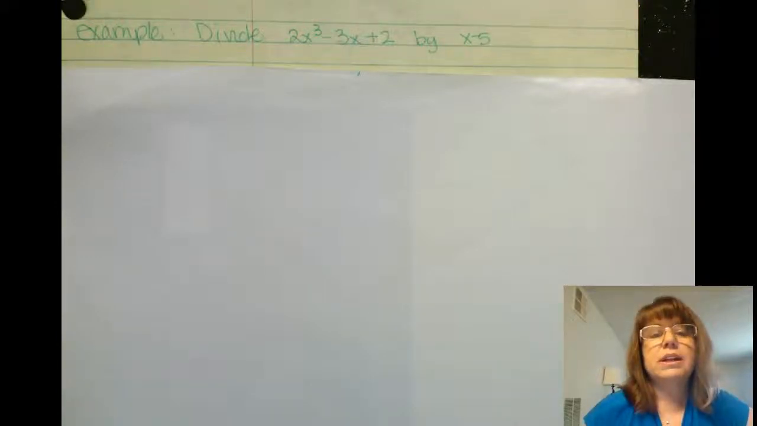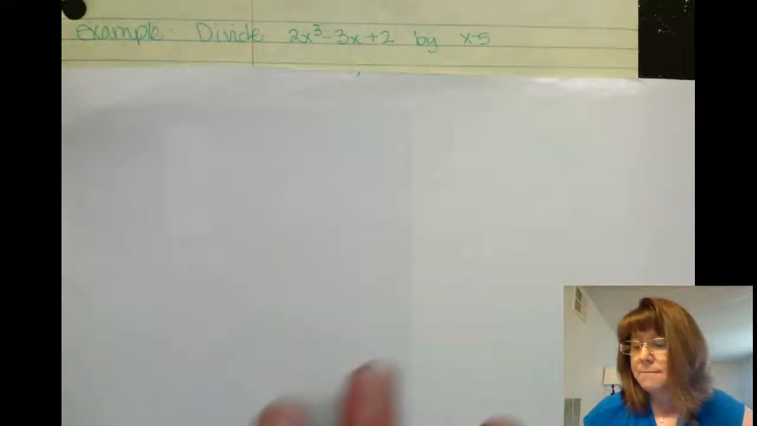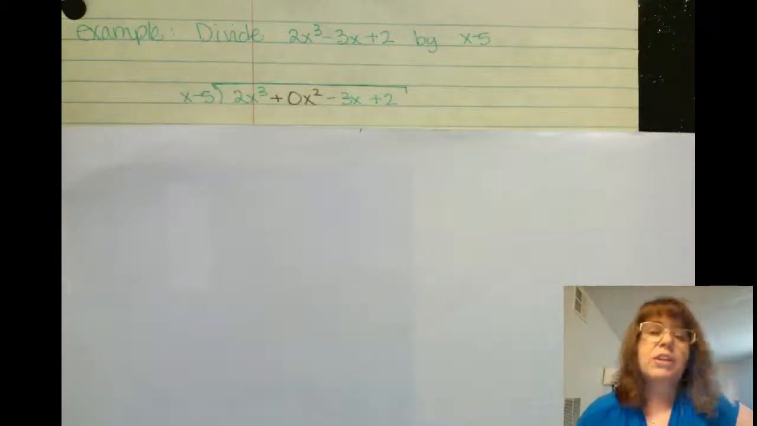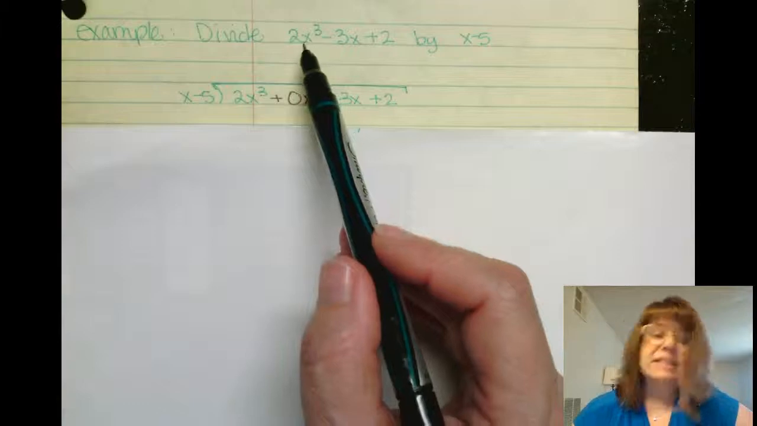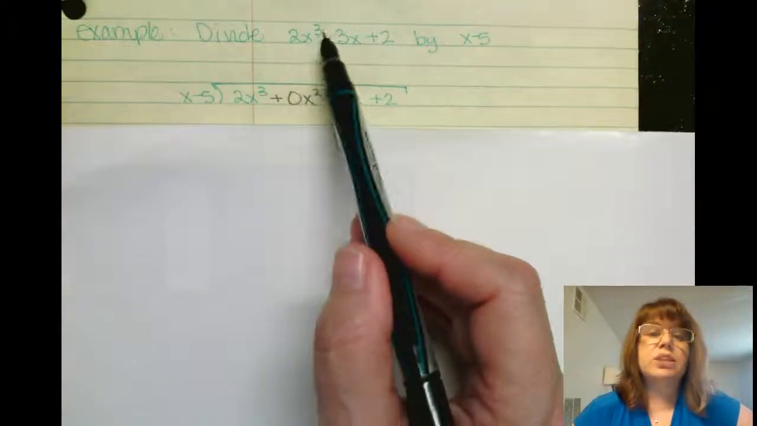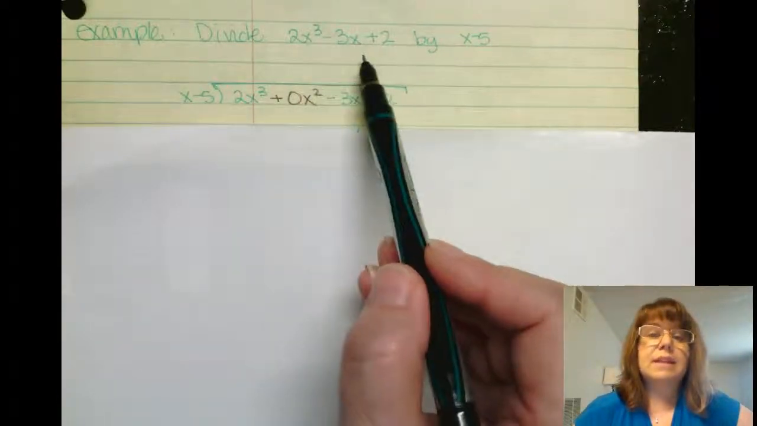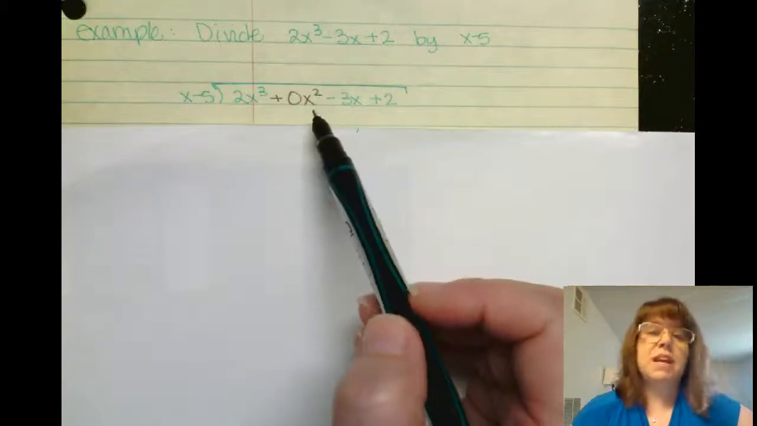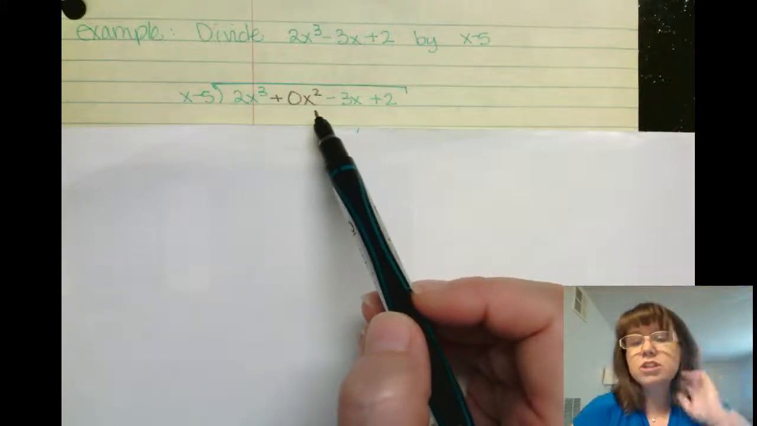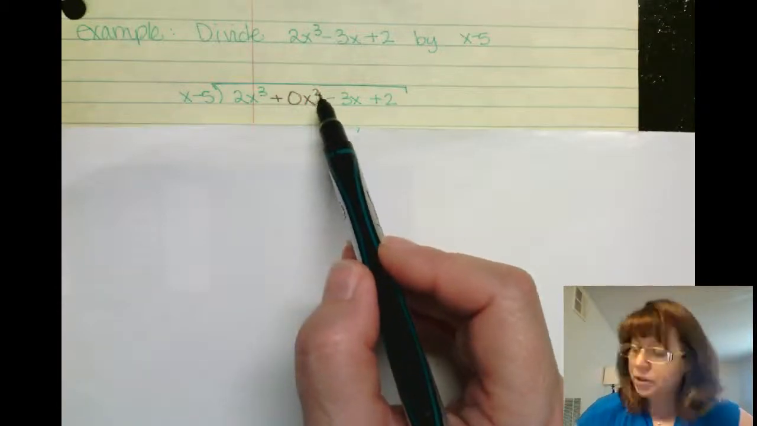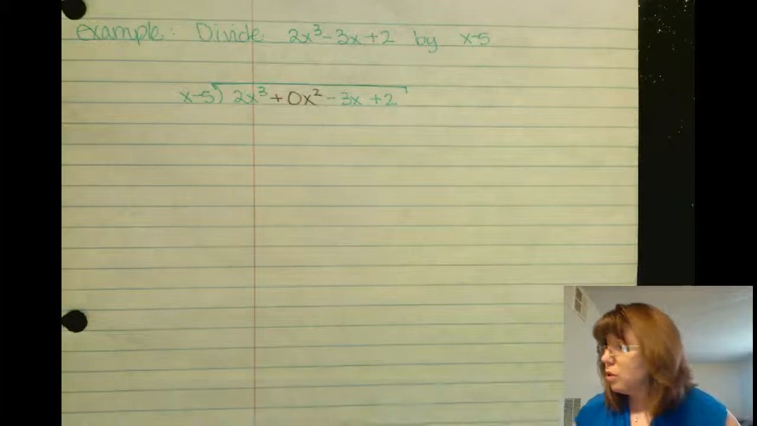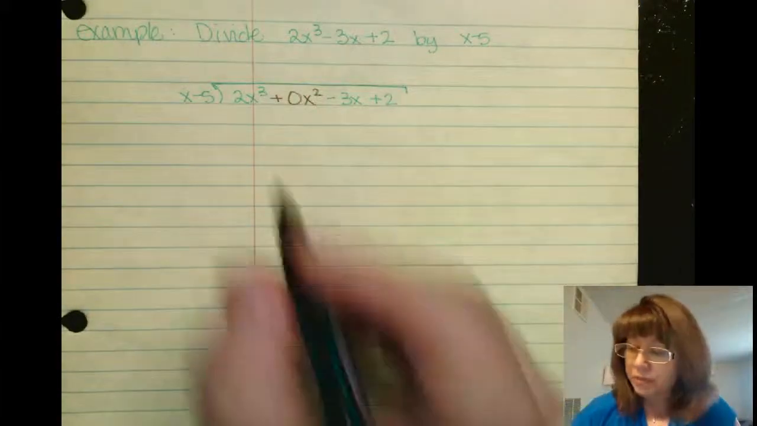Divide 2x cubed minus 3x plus 2 by x minus 5. Now here's something that you may not have noticed straight off the bat. My dividend went straight from x cubed down to x. Well, that would actually mess me up when I'm doing this long division, so I'm just going to put a placeholder in of 0x squared, right? And now I'm going to work through the procedure like I did before.